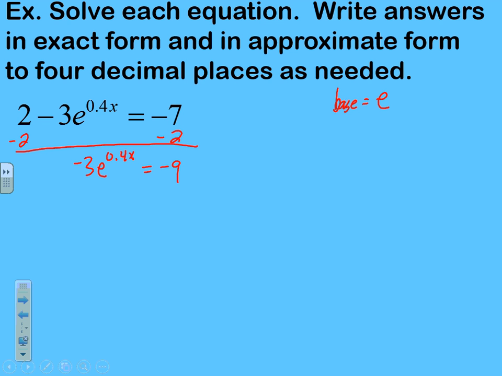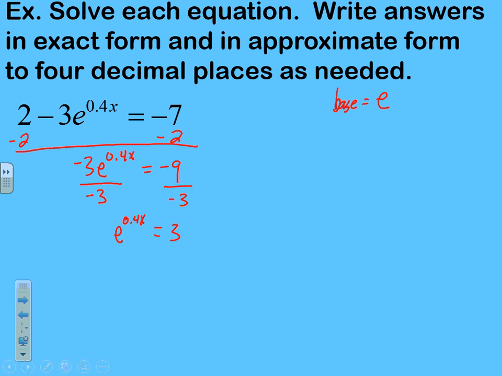So the negative 3 is multiplied to the base, and we're trying to isolate the base. So in order to get e by itself, we're going to do the opposite of multiply by negative 3, which would be to divide both sides by negative 3. So on the left side, negative 3 over negative 3 simplifies to be 1. So I have 1 times e, which will just be e to the 0.4x power. And negative 9 divided by negative 3 is a positive 3 on the right-hand side.